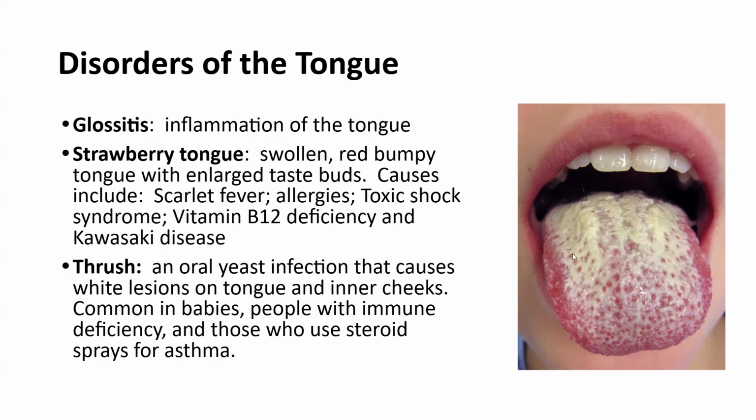And then here you can see thrush. This is an oral yeast infection that causes white lesions on the tongue and inner cheeks. This is very common in babies, people with immune deficiencies, and those who use steroid sprays for asthma.